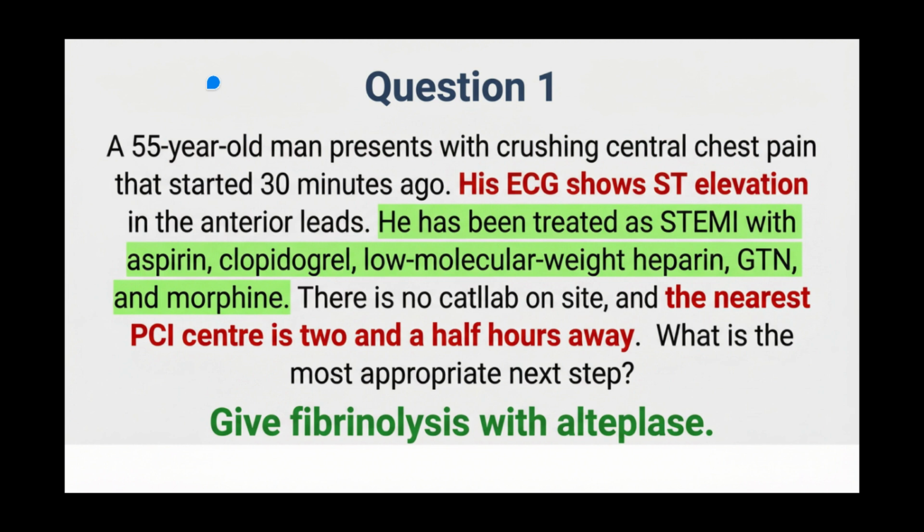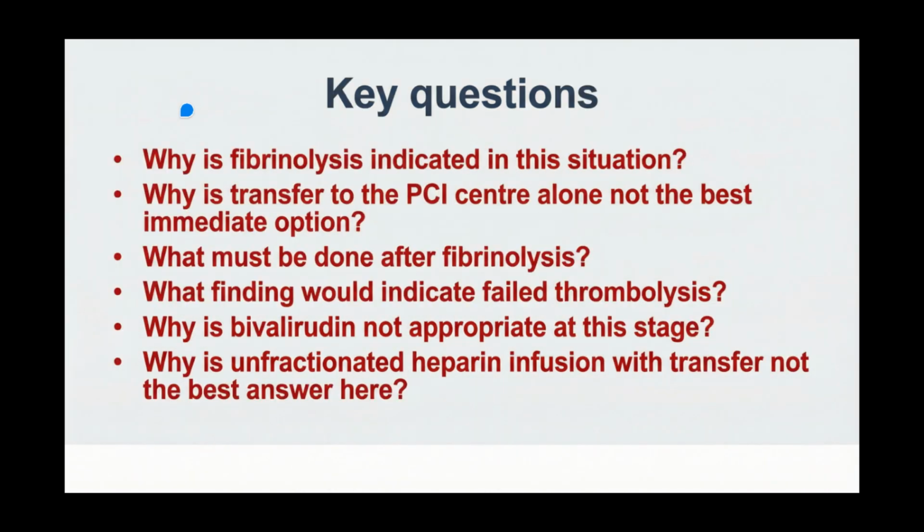Give fibrinolysis with alteplase. Why is fibrinolysis indicated in this situation? Why is transfer to the PCI center alone not the best immediate option? What must be done after fibrinolysis? What finding would indicate failed thrombolysis? Why is bivalirudin not appropriate at this stage? And why is unfractionated heparin infusion with transfer not the best answer here?